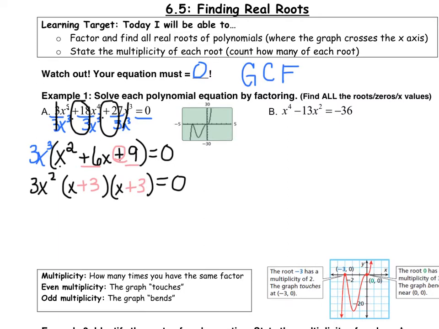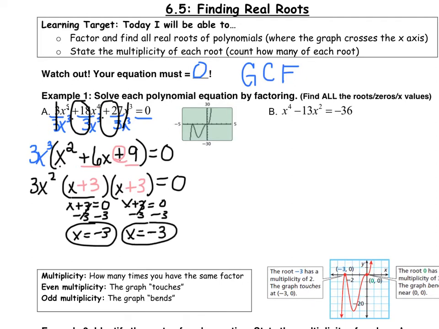Next, we're going to set each of these equal to 0. So this is sort of the step we've been skipping. But when we set that equal to 0 and solve it for x by subtracting 3 from both sides, we know we'll get negative 3. The same thing will happen over here if we set x plus 3 equal to 0 and solve it for x. We always skip this step, so it's okay. I'm just reminding you why it works out. So we get x equals negative 3 again.